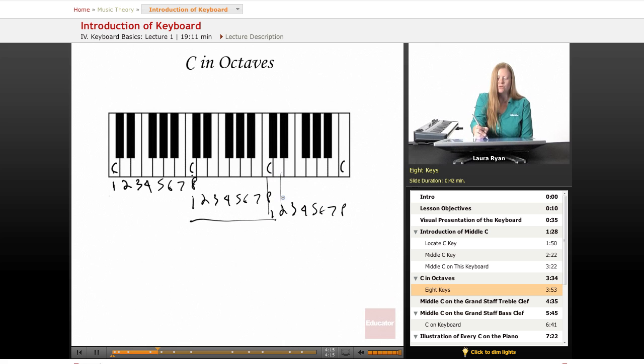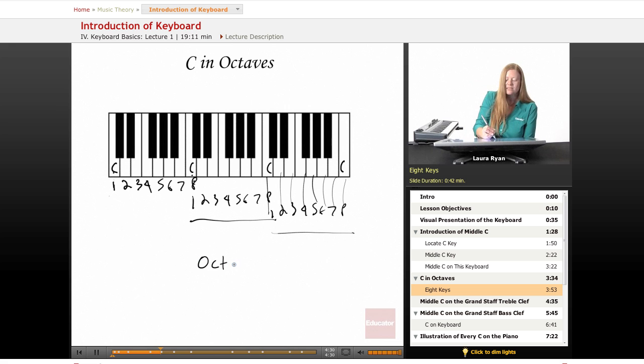So we'll draw lines matching each number to each key. 3 octaves. I just mapped out 3 octaves. Your keyboard at home may have 2 or 3 octaves, or it may have 7 or 8 octaves. So octave is a term you'll be listening to and writing and thinking about a lot in music theory.